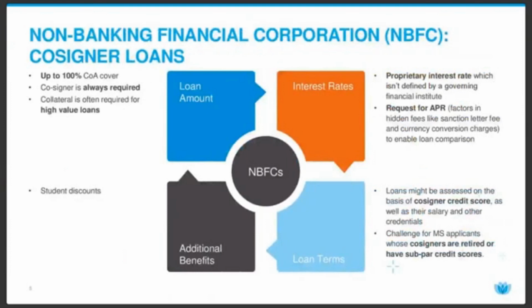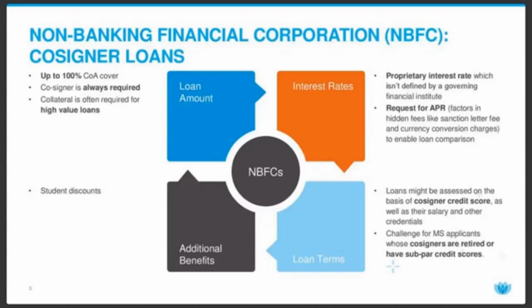So the next category is, again, what's called non-banking financial corporations, or NBFCs. We'll just use that acronym. These are actually private entities that don't necessarily have a full-blown banking license, but they are registered and authorized to lend, right? And now these are typically cosigner loans. So what that means is the loan amount, and again, let's read this in clockwise order, could very well be up to a full 100% of your cost of attendance, which means that's all you need, right? It's covering your tuition and your living expenses for the entire duration of your studies.